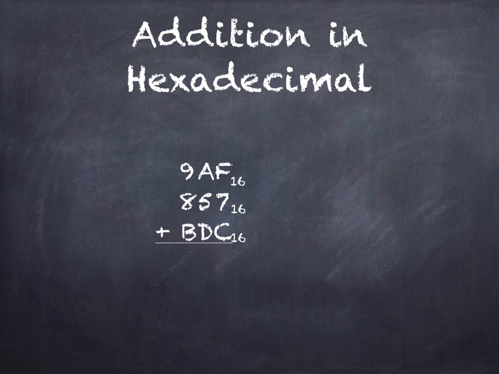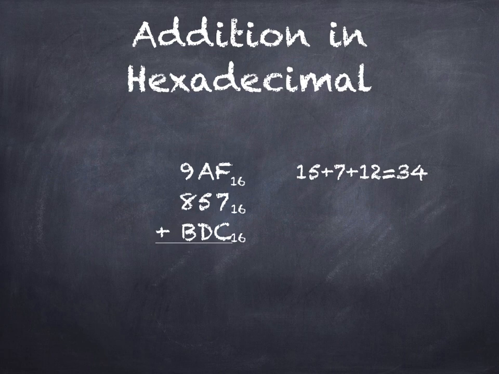So we're adding 9AF and 857 and then BDC. So again, we add the numbers in the right column. Now recall that F is equal to 15 and C is equal to 12. So what we do is we add the decimal equivalent of those digits. So we have 15 plus 7 plus 12, and that's equal to 34.